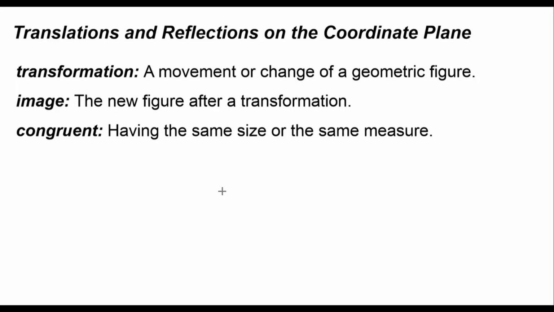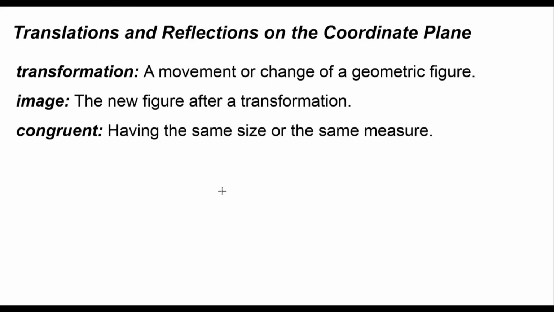In this video, we're going to be talking about transformations. A transformation is a movement or a change of a geometric figure, and we're going to be changing these figures on the coordinate plane. The two types of transformations we're going to talk about are translations and reflections. Whenever you take a figure and change it on the coordinate plane, the new figure is called the image. That's the new figure after any transformation.